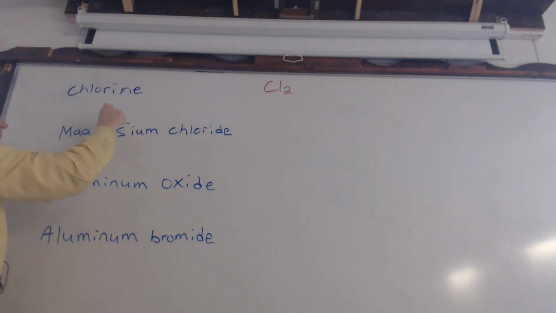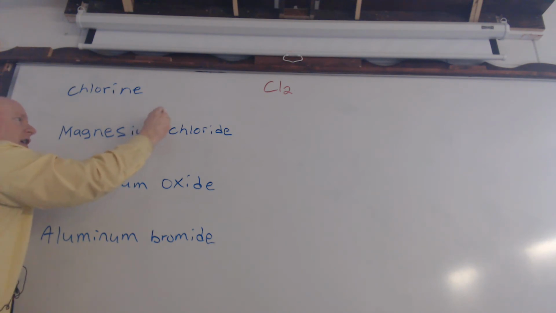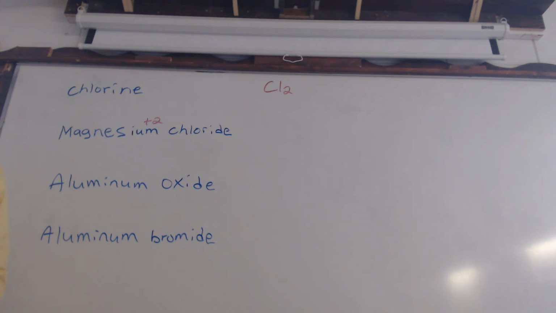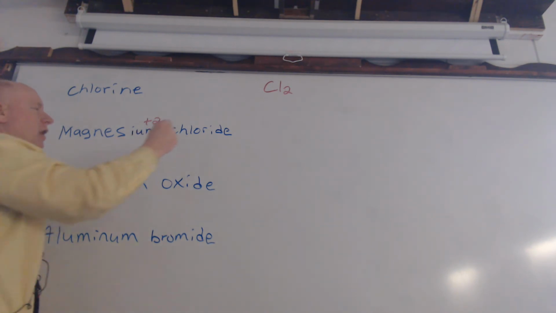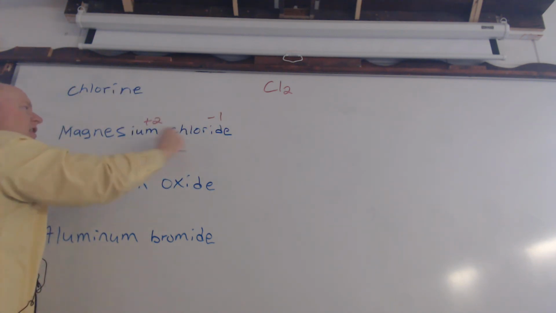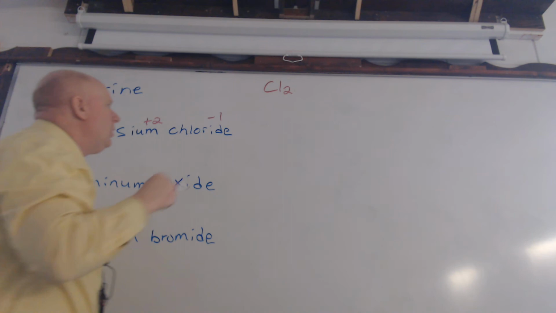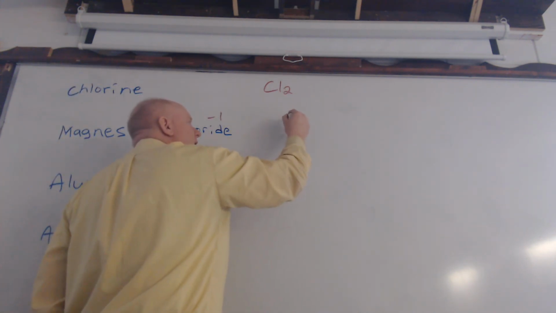So why don't we say magnesium chlorine? Because if it becomes an ion, in other words, magnesium is in which column? Second. So what does that mean it has for a charge? This is a halogen. It's in column 7. So it forms a negative charge. So if it forms an ion like this, you don't call it magnesium chlorine. You call it magnesium chloride. So what is the formula for magnesium chloride?